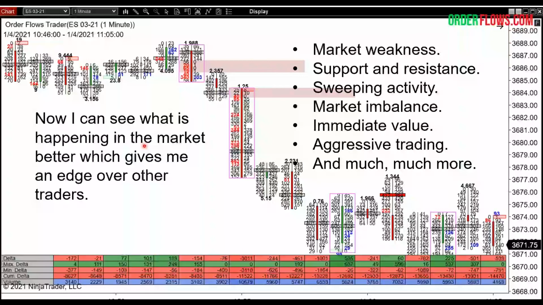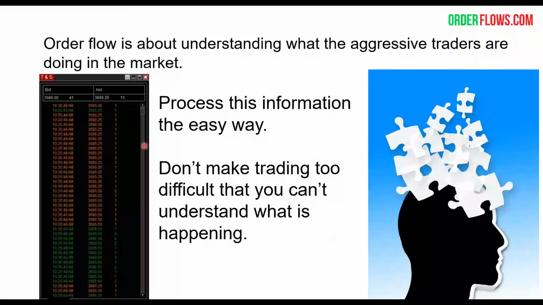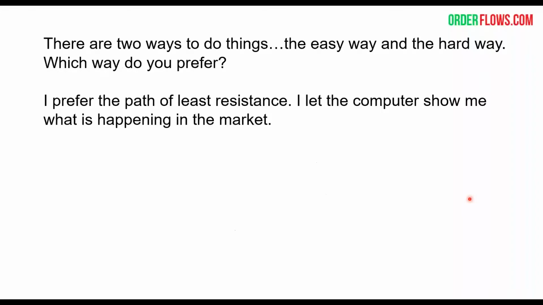But why just limit yourself to that? Why not get software that's going to take that information you're seeing on your footprint chart and highlight certain things to you: highlight market weakness, highlight support and resistance, highlight sweeping activity, highlight market imbalance, highlight value areas, highlight aggressive trading, and so much more. Take that information that you see on the time and sales and put it into your brain in an easy to use format. Don't make trading more difficult than it has to be. Make it easier. And that's where having software is going to help you. It's going to put you so far ahead of everybody else.